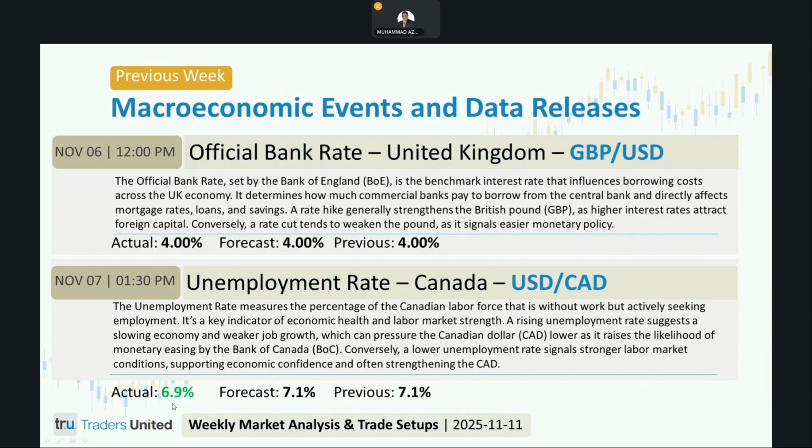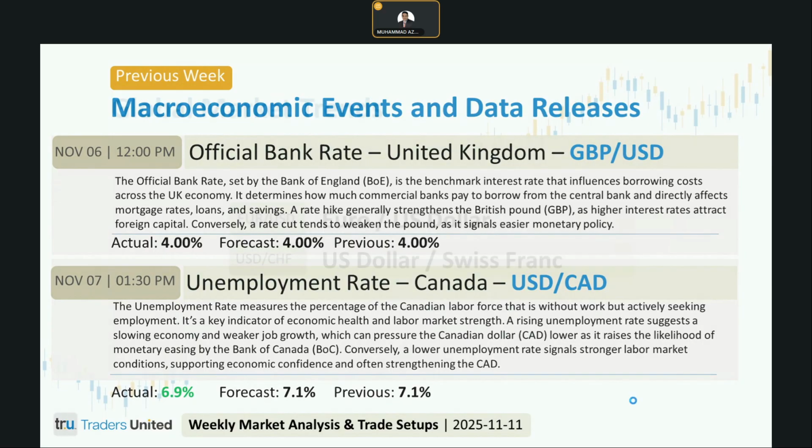unemployment number that's good for the Canadian economy. And this number boosted the Canadian dollar, sending the USD CAD lower. The result underscores the resilience of Canada's labor market and reinforces the view that the Bank of Canada may keep interest rates higher for longer, supporting CAD momentum in the near term.